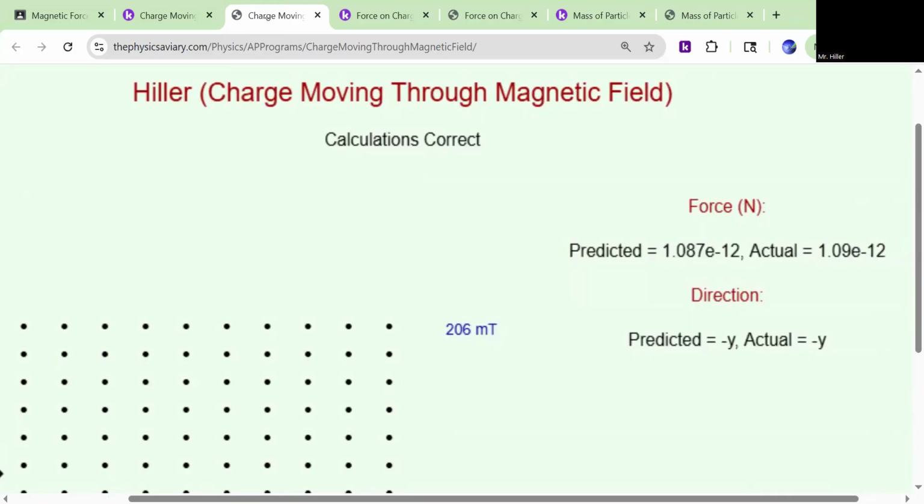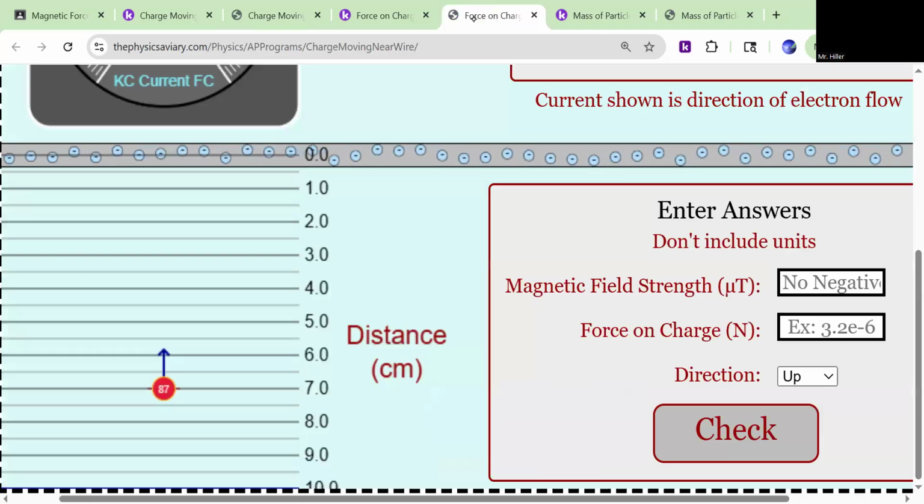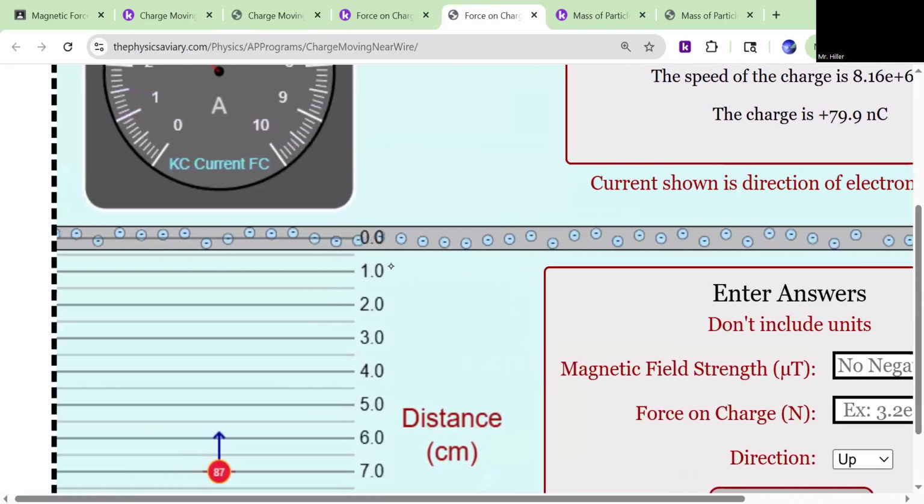Okay, on to question number 2. Go ahead and put your information. Run the program. Now in this one, you can see we're given the electron flow to the left. That means that conventional current is going to the right. That means your thumb would go to the right using right-hand rule number 2.